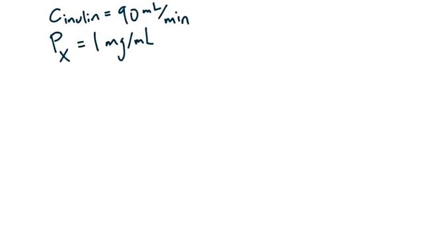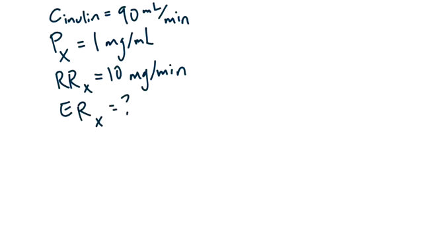If the inulin clearance of a substance is 90 milliliters per minute, the plasma concentration of the substance, we'll just say it's substance X, is 1 milligram per milliliter, and the net reabsorption rate of the substance is 10 milligrams per minute. What is the excretion rate of the substance? Remember, filtered load equals the glomerular filtration rate times the plasma concentration.